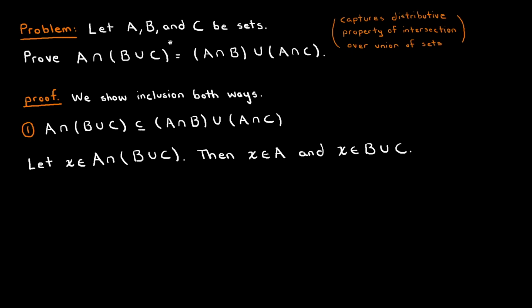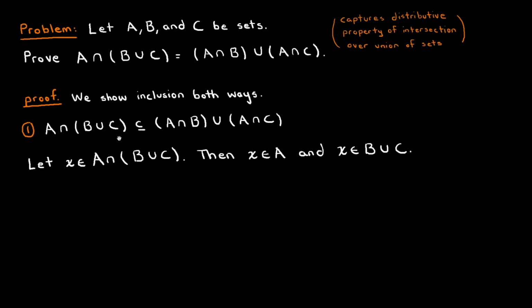Let A, B, and C be sets, and then we have to prove the following result. This result states that the intersection of a union is the union of the intersections. It captures the distributive property of intersection over union of sets. Again, the left-hand side happens to be a set, and the right-hand side happens to be a set, and we're asked to show the equality of two sets. How do we do that? Well, we need to show the inclusion in both ways, as we saw before.